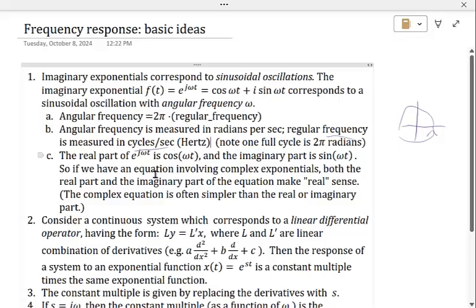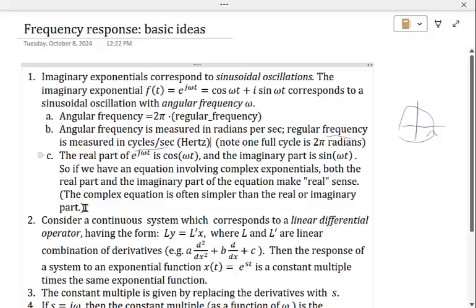So we have an equation involving complex exponentials. Both the real part and the imaginary part of the equation make real sense. You can look at just the real part or just the imaginary part, and they both make sense. Actually, they're offset by a phase of pi over 2. Now, the complex equation is often simpler than the real or imaginary part. So that's why electrical engineers work with complex equations. You don't have to deal with cosine and sine. You just have this imaginary exponential that gives you both.